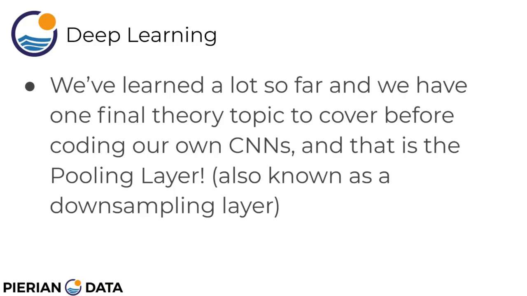Now we've learned a lot so far, and we have one final theory topic to cover before coding our own convolutional neural networks, and that is the pooling layer, also known as the downsampling or subsampling layer. Once we understand how the pooling layer works along with the convolutional layer, then we have all the pieces we need to create our own convolutional neural network, and then we'll revisit that MNIST dataset problem.